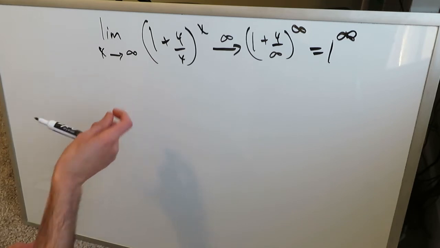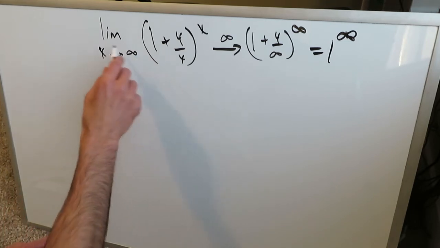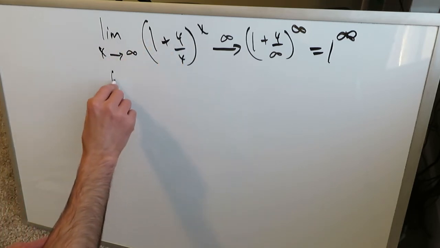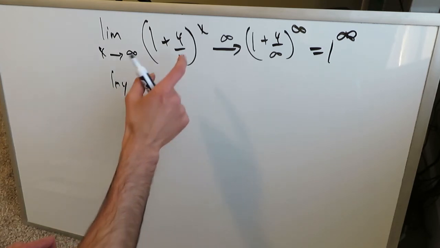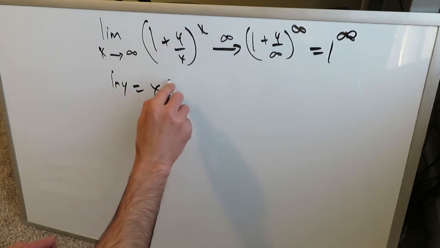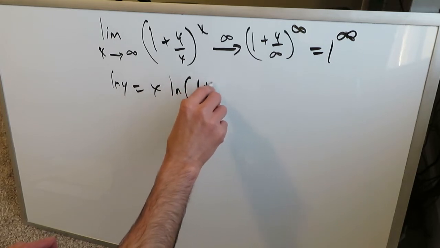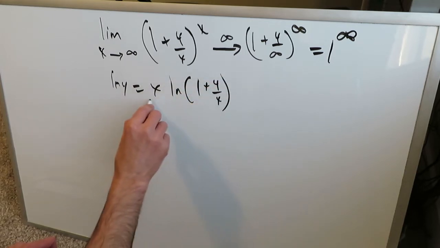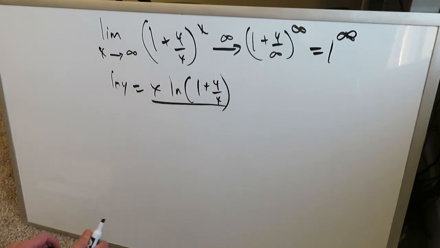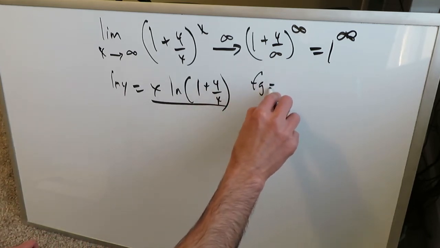You want to modify it by using the properties of logarithms. If y is equal to this expression, then natural log y is equal to x, that exponent coming out as a coefficient, times the natural log of 1 plus 4 over x. Now you have an indeterminate product type which you can run through L'Hopital's rule. You will follow this scheme over here.